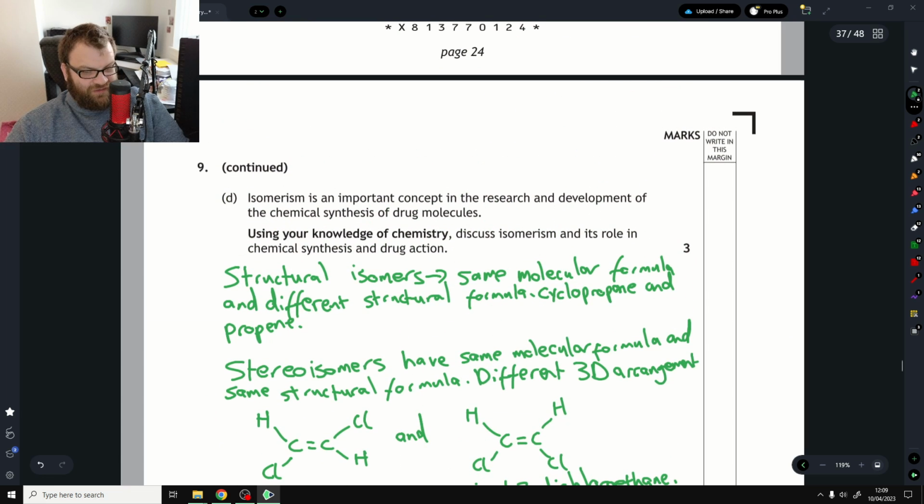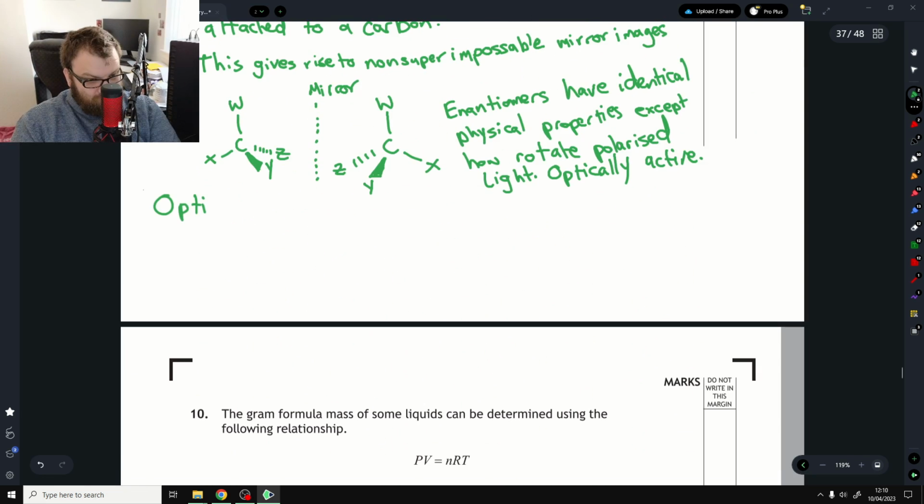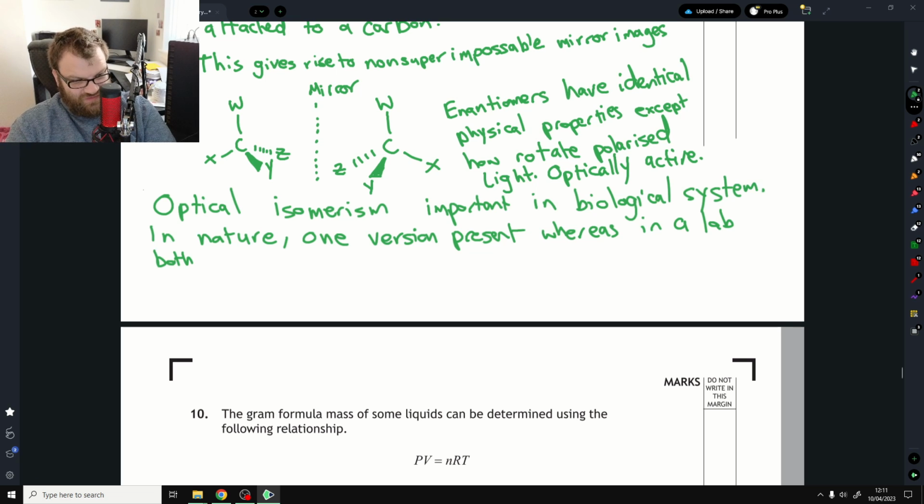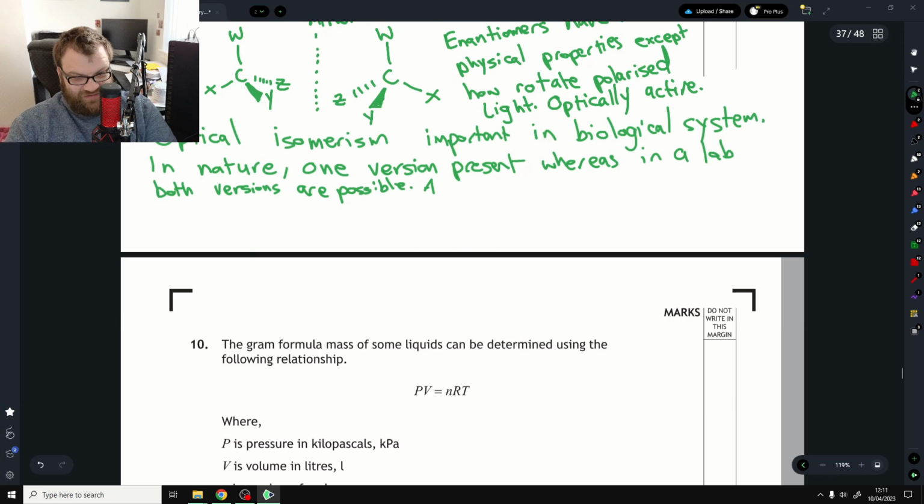Moving on to talking about the drug action here. Optical isomerism is important in biological systems. In nature, you'll have one of the versions present, whereas in a lab, both versions will be made, or enantiomers, whatever you want to call it, isomers. Now, the active site of enzymes will only be able to work with one of them.